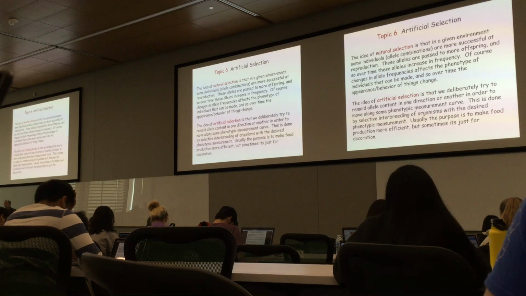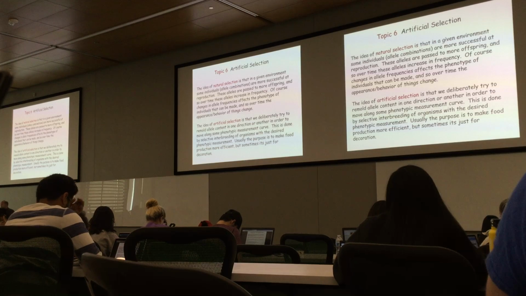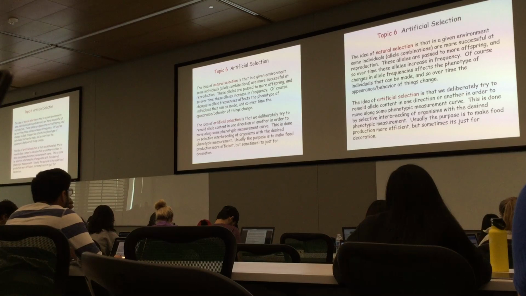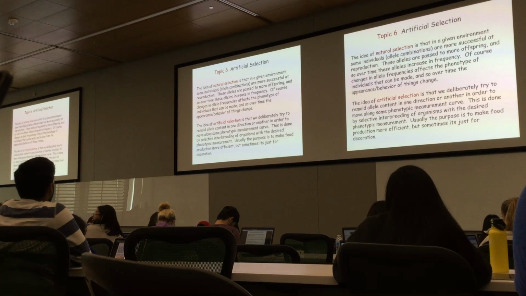And if the characteristic has a high heritability value, maybe you'll succeed. If it doesn't have a high heritability value, then you might be spinning your wheels. So usually the point of this is to make food production more efficient, but sometimes it's just for decoration or novelty. So, yeah, question? As you would rebreed artificially, would the heritability go up typically?